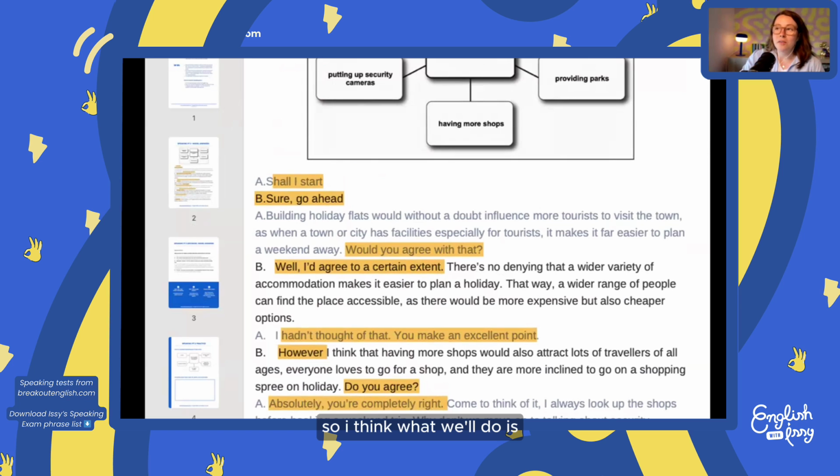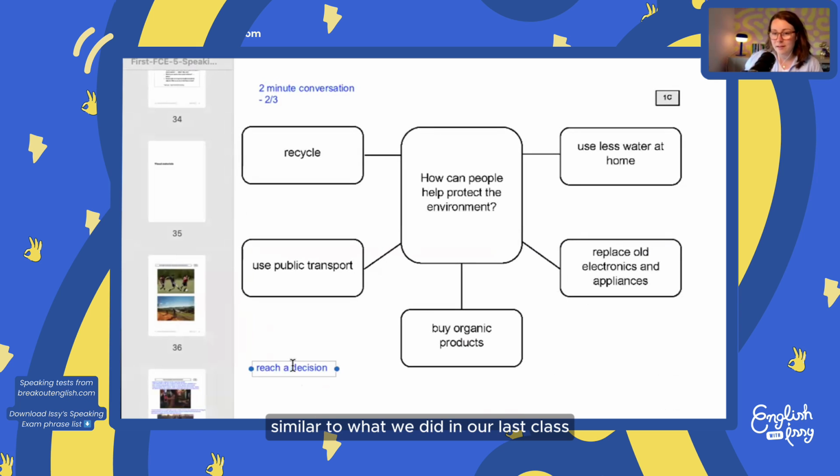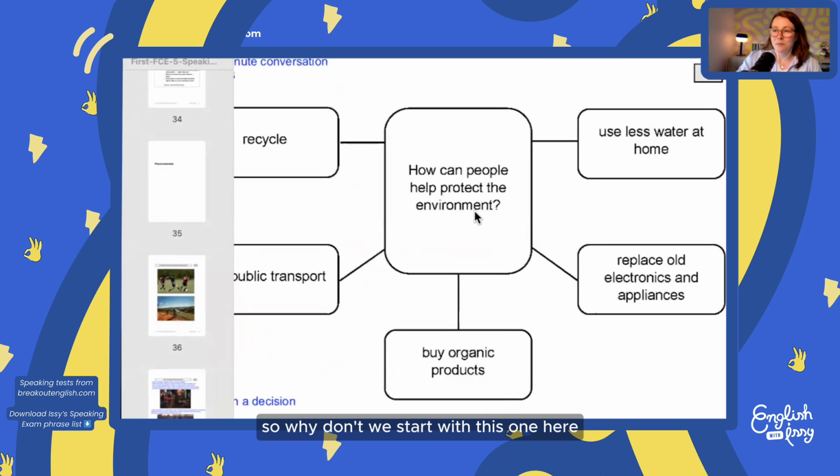Okay. So I think what we'll do is we'll jump straight into the first part of speaking part 3. We'll do something similar to what we did in our last class, so we can brainstorm some ideas together as a class, and then we're just going to practice as much as possible. Okay, so why don't we start with this one here?